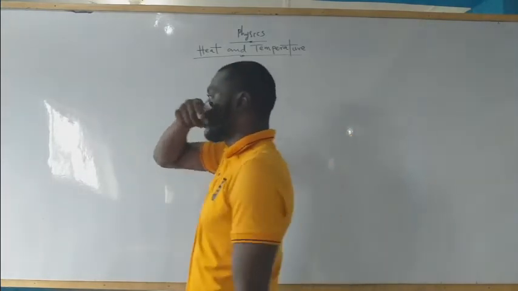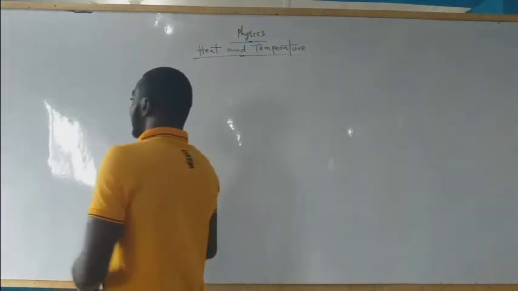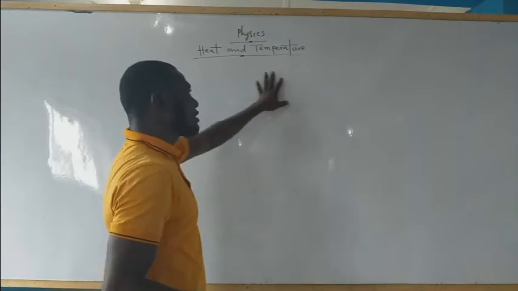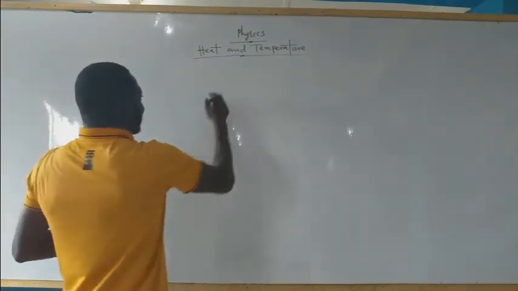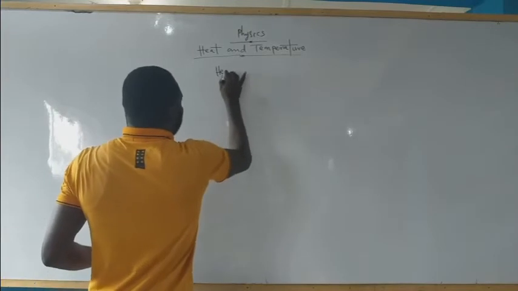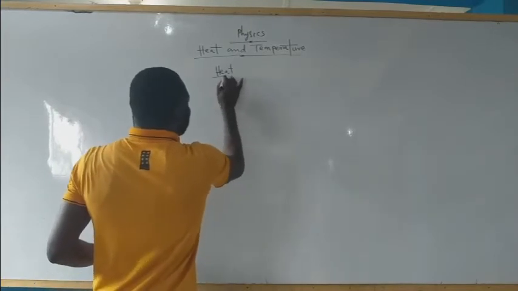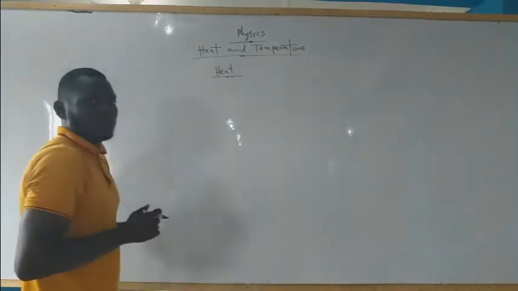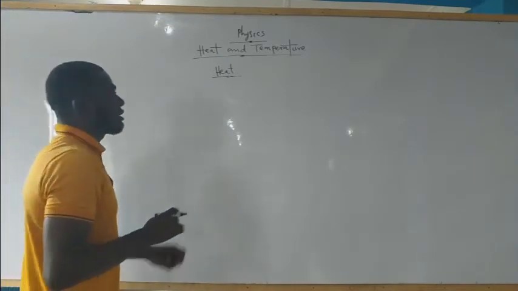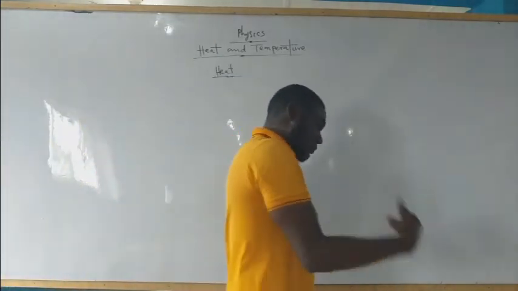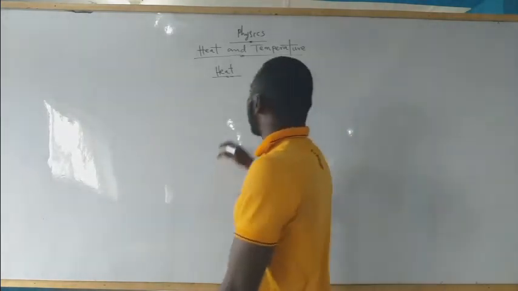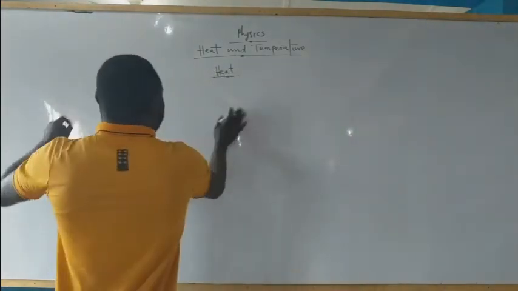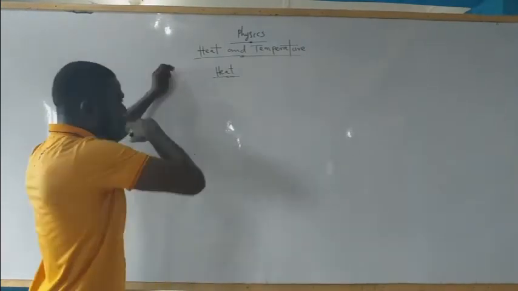What we're looking at is what we call heat and temperature. What do we mean by heat? Heat can simply be defined as the total internal energy of a substance. That is heat. It is the total internal energy of the substance.